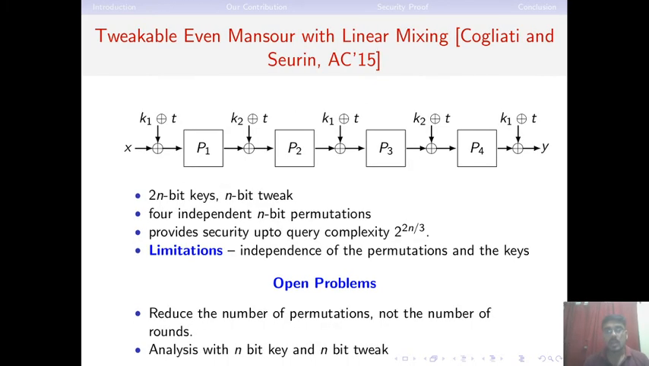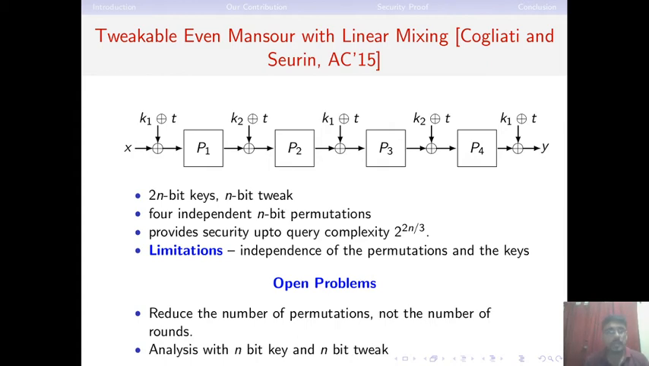In the same year Cogliati and Seurin answered the question, in particular the third question: can we avoid nonlinear tweak and key mixing? They have shown that yes, you can. If you take a 2n-bit key and an n-bit tweak, then you just alternately mask the key and tweak. If you do that, with four independent n-bit permutations, you can show beyond birthday bound security of the resulting construction. It provides security up to query complexity 2^{2n/3}, but the only limitation is that the permutations have to be independent, and you need 2n-bit keys.